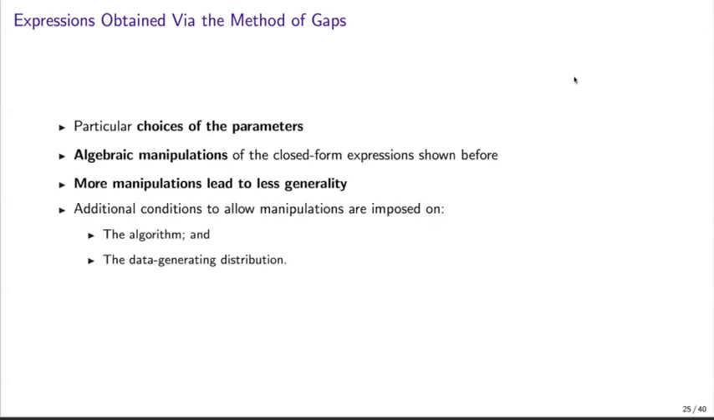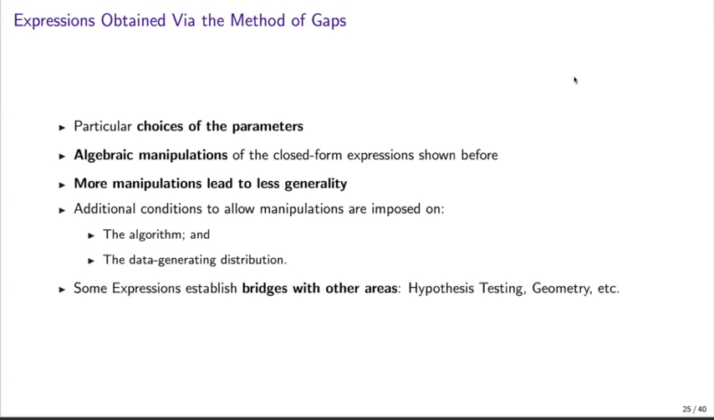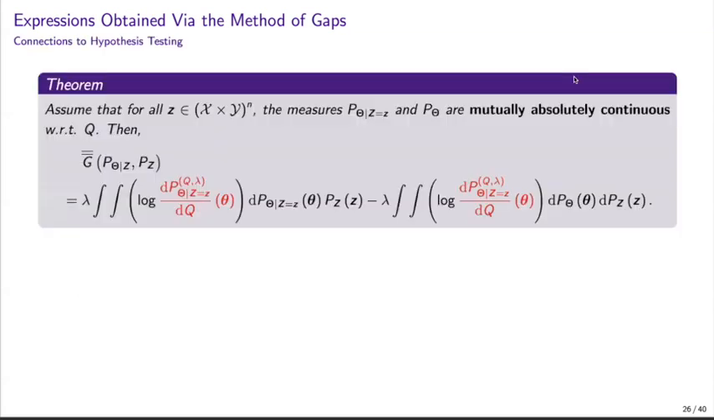The problem is that algebraic manipulations of these two closed forms that I just showed will, of course, lead to less generality. The more we manipulate these expressions, the less general they become, because every manipulation requires new conditions, either on the algorithm or the data generating distribution. Okay? The interesting part is that these expressions will allow us to create bridges to areas that are very familiar to us. Let me build one very interesting one with the notion of hypothesis testing.